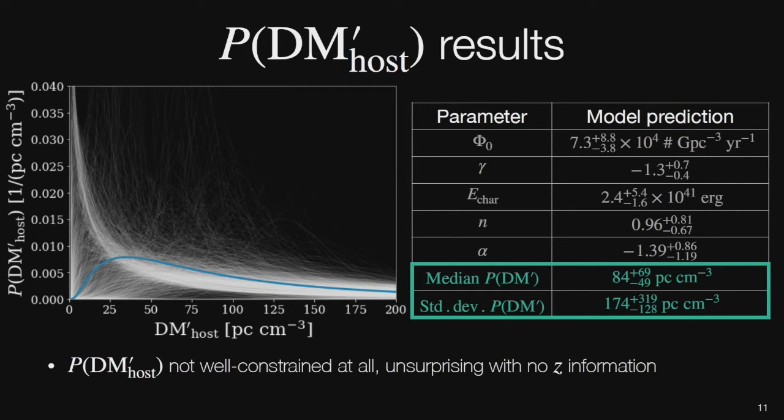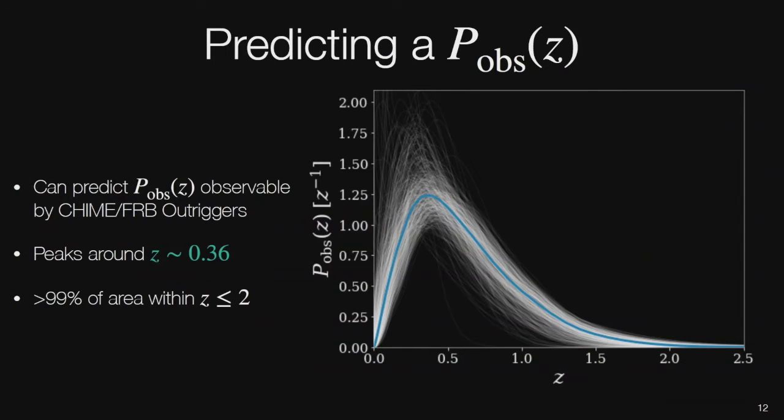But with upcoming instruments like CHIME FRB outriggers, we might be able to expect a lot more redshift information for FRBs. And I mentioned CHIME FRB outriggers specifically because the neat thing with this model and this formalism is we can predict an observed redshift distribution for what CHIME FRB outriggers might see, because CHIME FRB outriggers would have the same observation triggers as CHIME FRB.